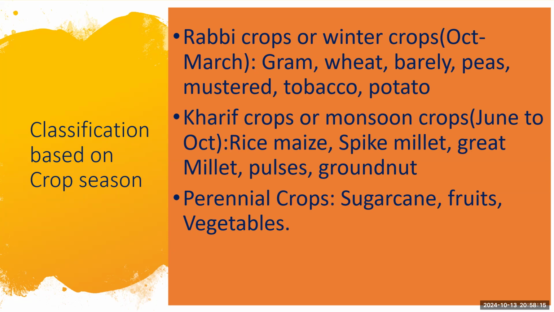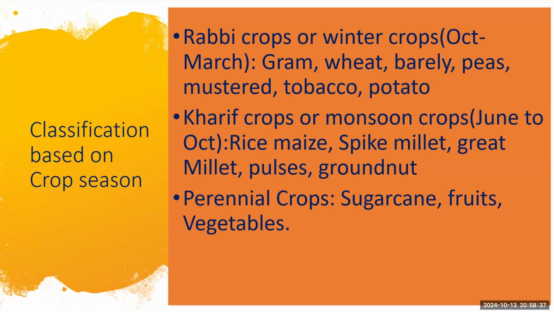So the crops which are taken in the winter season approximately are called the Rabi crops or winter crops. Kharif crops are the crops which are taken in monsoon season. That's why they are also known as the monsoon crops, for which the time period is between June to October. Examples of Kharif crops are rice, maize, spike millet, great millet, pulses, groundnut, etc.